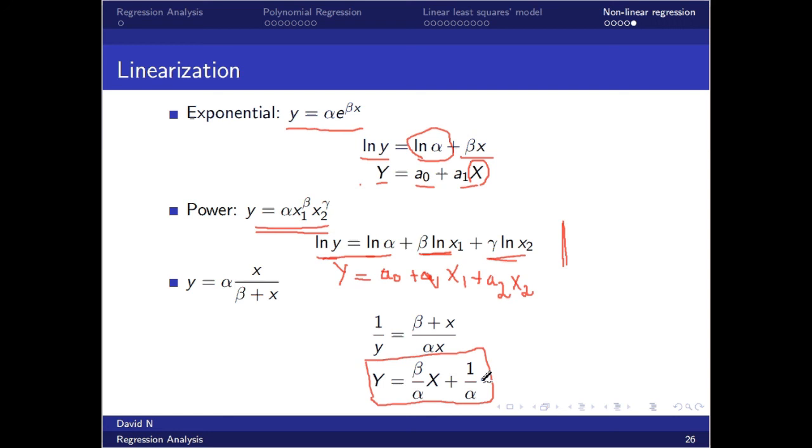Now this brings us to the conclusion of today's presentation. Today we learned about regression analysis. In particular, we learned about polynomial regression of order 2, and then we saw polynomial regression of order m, and then we were introduced to the general linear least squares model, where we saw the condition for the minima of the summation of square of errors. We also saw a few nonlinear models which we were able to linearize and solve using the general linear least squares model.